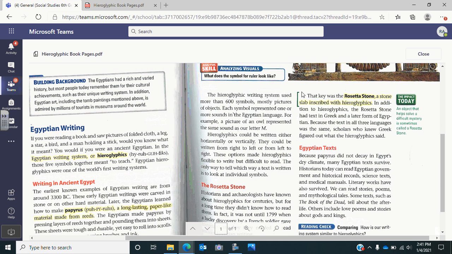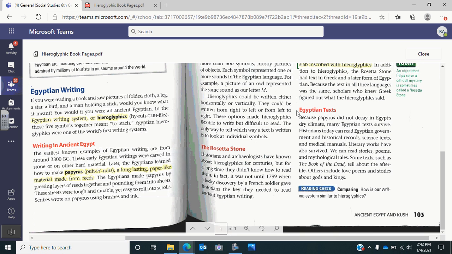That key was the Rosetta Stone, a stone slab, so a big piece of stone, inscribed with hieroglyphics written on it. In addition to hieroglyphics, the Rosetta Stone had text in Greek and a later form of Egyptian. Because the text in all three languages was the same, scholars who knew Greek figured out what the hieroglyphics said. So they had a message on there in Greek, and that same message in hieroglyphics, so they could use the Greek to figure out what the hieroglyphics were saying.